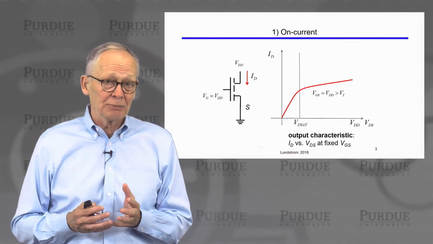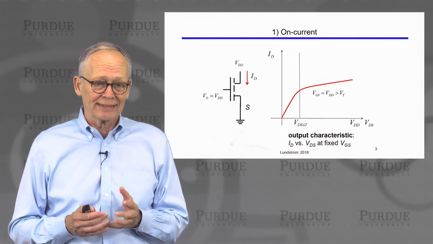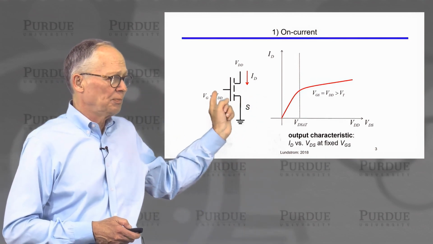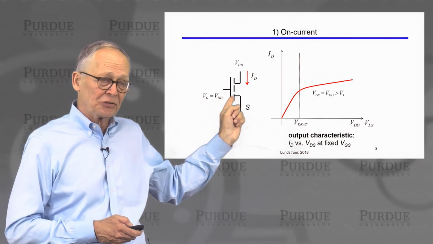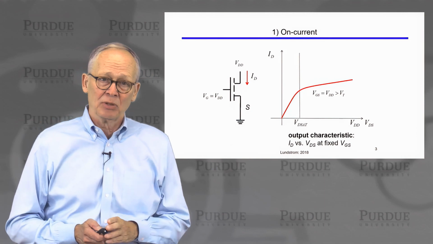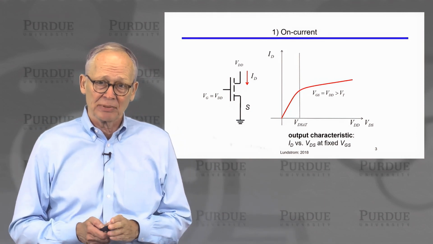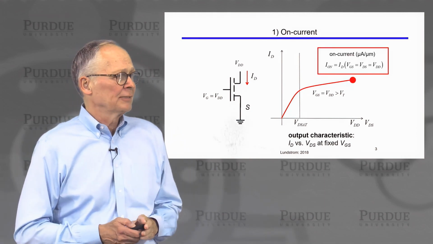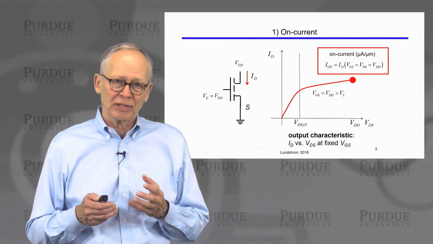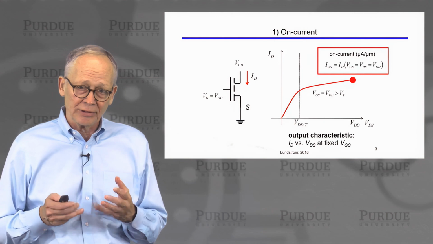All right, our first important metric for digital circuits is on current. To measure the on current, we put the largest voltage available in the circuit, the power supply voltage, on the gate. We put the largest voltage available on the drain, the power supply voltage. We measure the current. That current we call the on current. It's the maximum current that the transistor can deliver for this power supply.